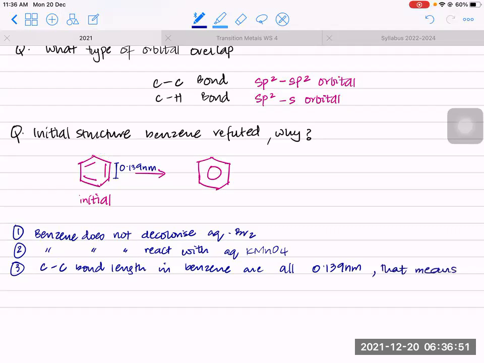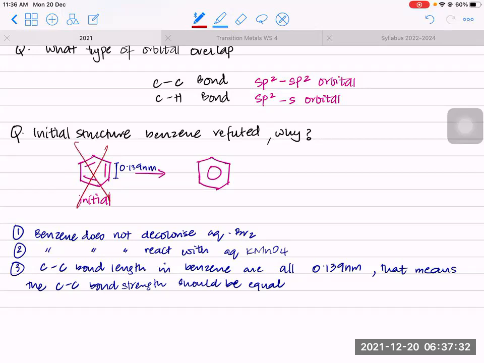So that means all carbon-carbon bond strengths should be equal because the bond length is equal. But if you have a double bond here, a double bond between these two, and a double bond between these two, that's a misrepresentation because you will think these are stronger. So you would think that the three with double bonds are stronger and the three single bonded ones are weaker. But that's not true. All of them have equal strength because they all have a bond length of 0.139.